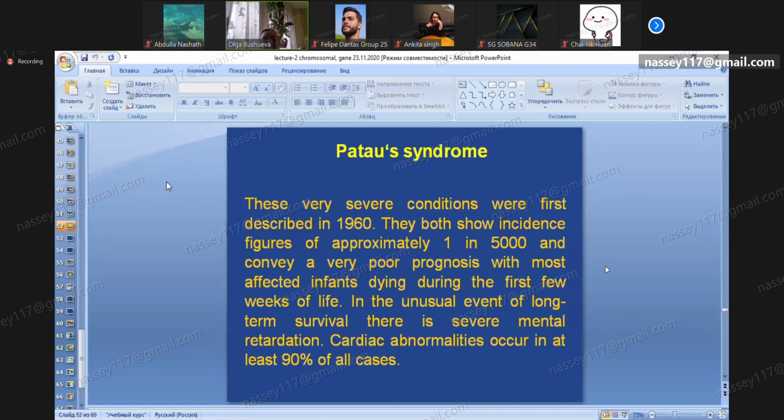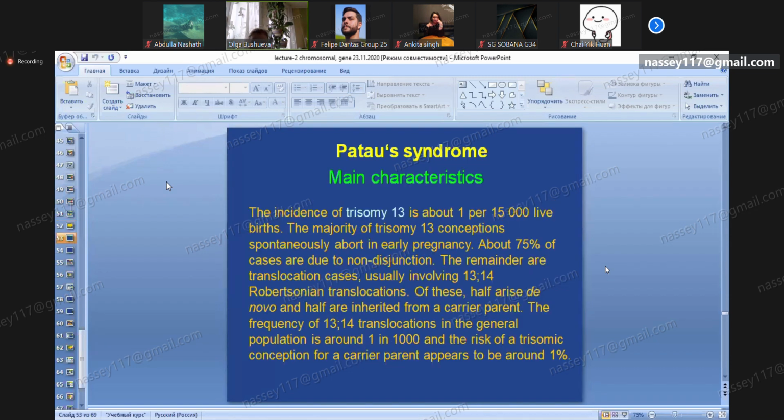Patau syndrome, the next syndrome we'll speak about. This is a very severe condition, first described by Bode in 1960. They both show incidence figures of approximately 1 in 5,000 and convey a very poor prognosis, with most affected infants dying during the first few weeks of life. In the unusual event of long-term survival, there is severe mental retardation. Cardiac abnormalities occur in at least 90% of all cases.